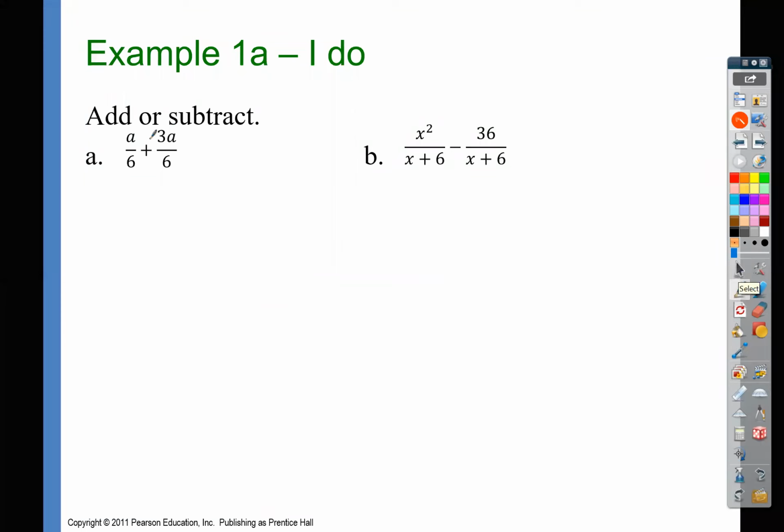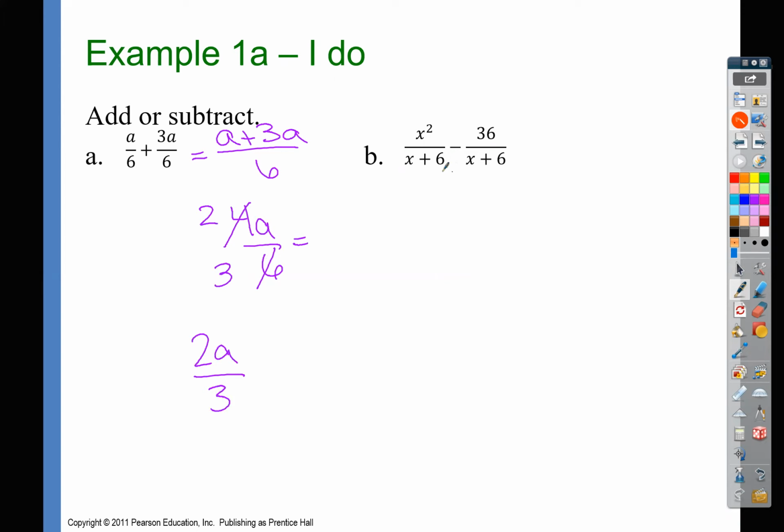One A. All right, a plus 3a all over 6. You could actually rewrite this if you want to, because it does have the same denominator, so it'd just be 4a over 6. Now we do have to simplify that, so the 4 and the 6 can both be divided by 2, so your final answer would be 2a over 3.